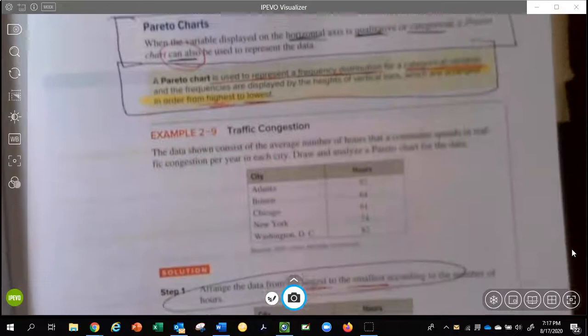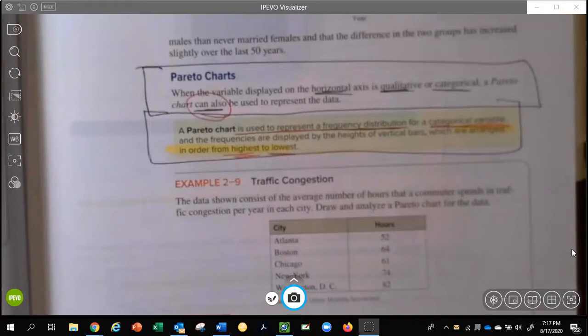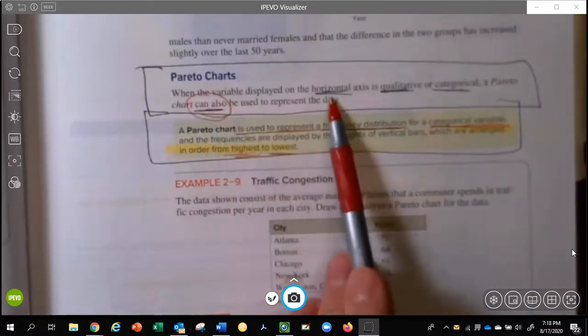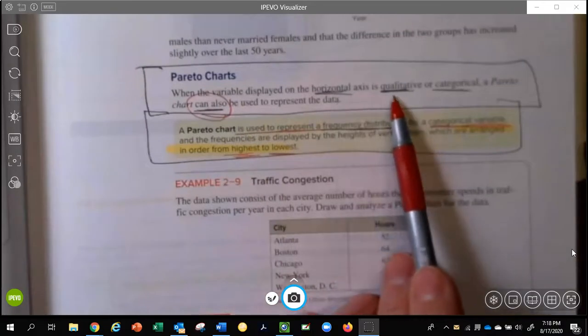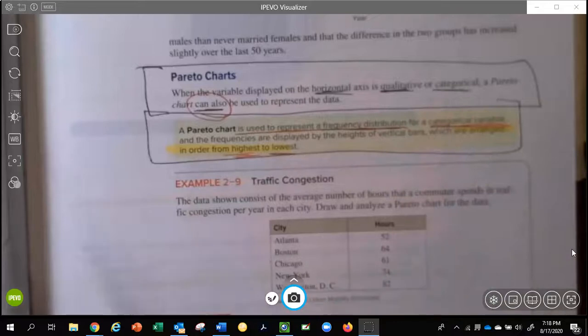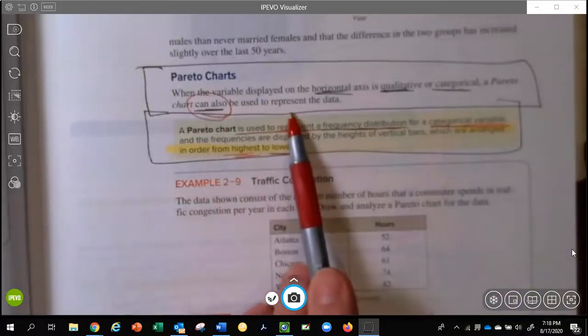In this video, we're also going to talk about Pareto charts. So this might be a good place to pause, make sure that you already have your index card or whatever you're going to write this on, but go ahead and mark and make a distinction of a thing called a Pareto chart. Well, it's going to have horizontal, it's qualitative, it's categorical. Man, this sounds really familiar, like a bar graph. But a Pareto chart can also be used to represent this data.